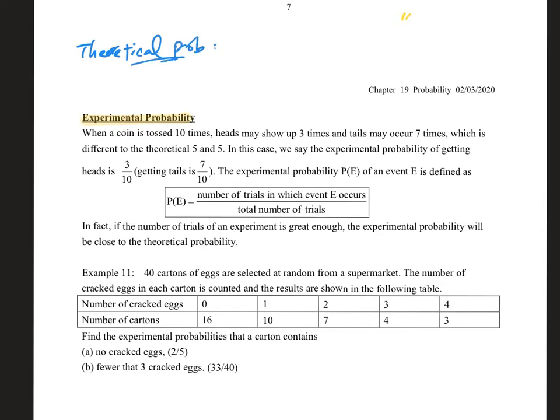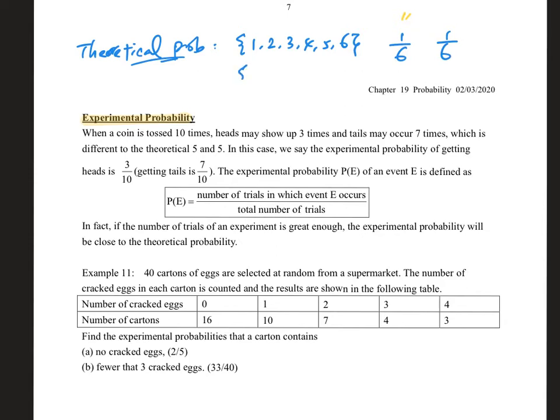Theoretical probability means every event carries an equal chance to happen. For example, when you throw a dice, 1, 2, 3, 4, 5, 6, these 6 numbers have an equal chance to appear. So for each number, for example if you want to get 1, the probability is 1 over 6. If you want to get 4, you also have 1 over 6. That's what we mean by theoretical probability.